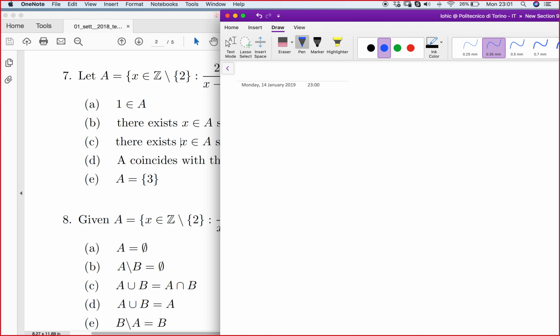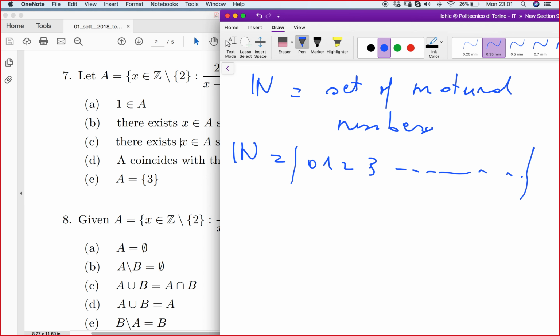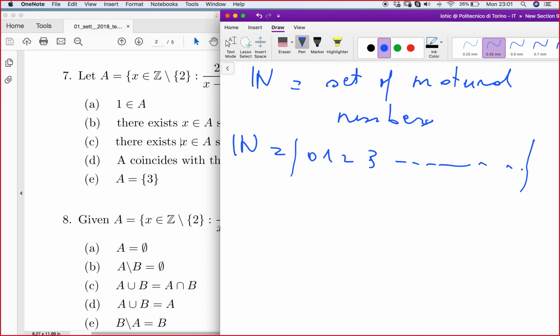So what is N? N is the set called the set of natural numbers, and in fact N is the set containing 0, 1, 2, 3 and so on. Is that clear? Positive integers, the set N. Now what is the set Z?